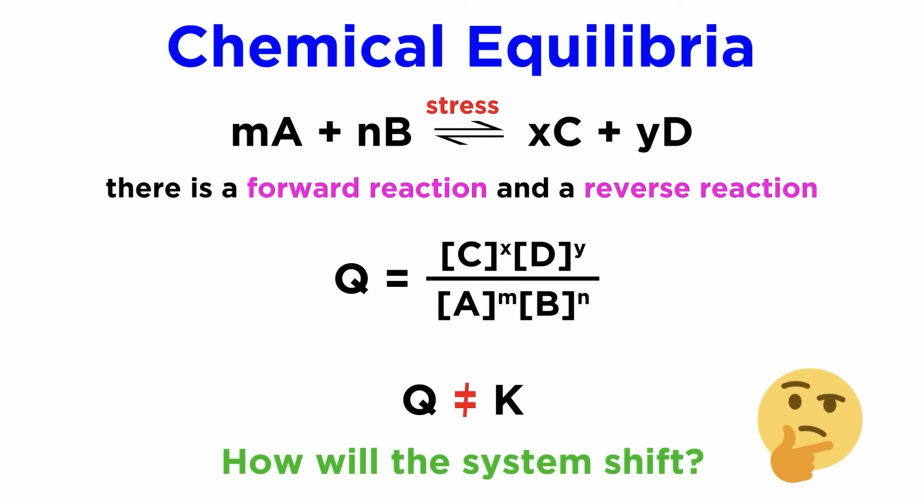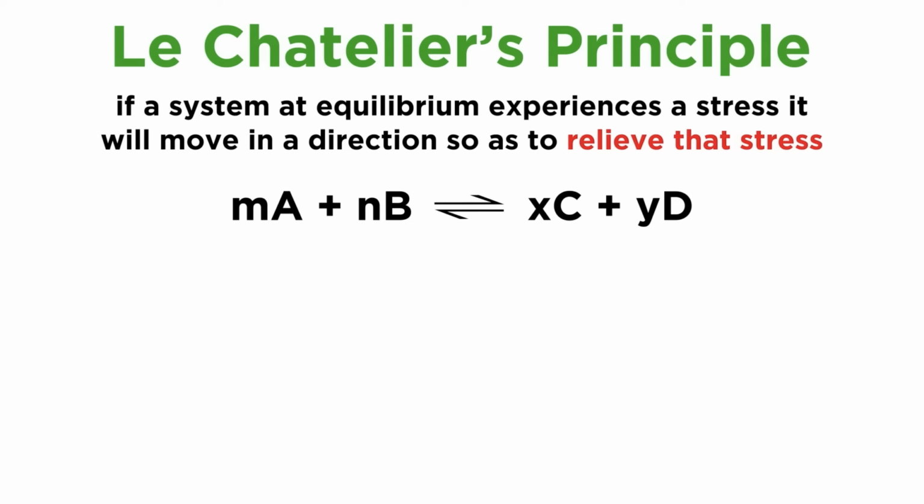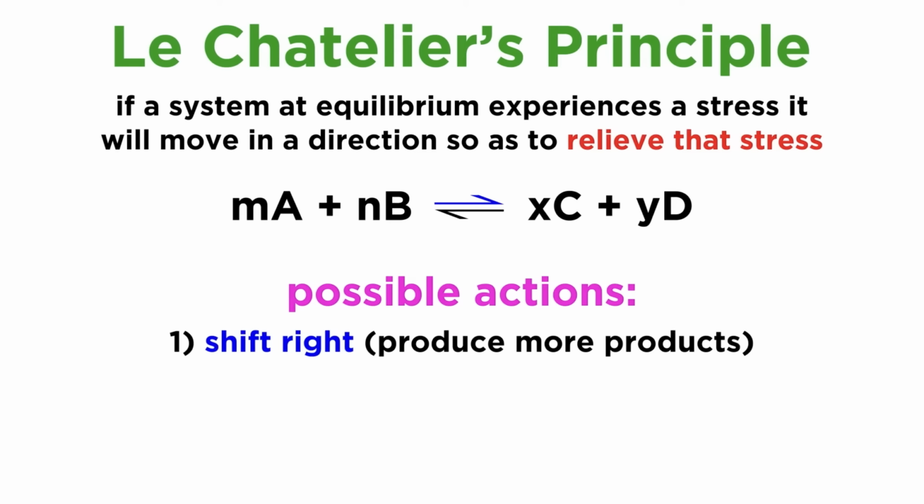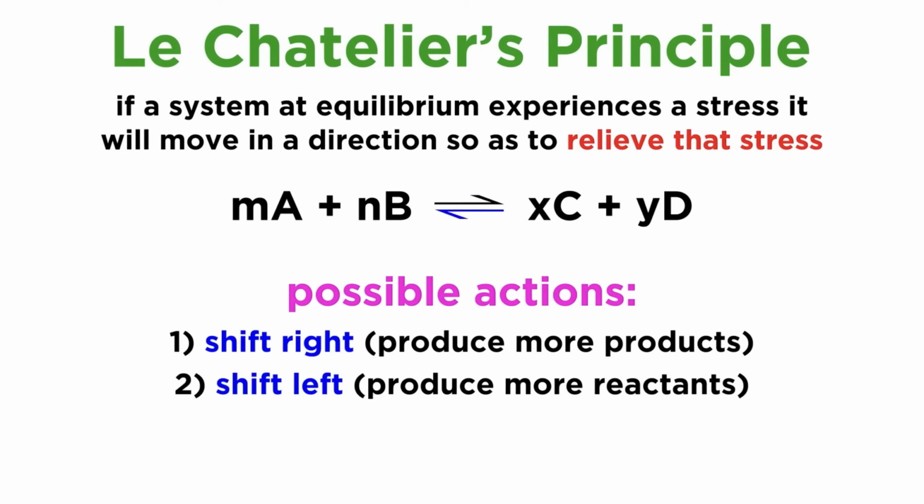We want to be able to predict how such a system will react, and we can make that prediction using Le Chatelier's principle. Le Chatelier's principle says that if a system at equilibrium experiences a stress, it will move in a direction so as to relieve that stress and return to equilibrium, re-establishing a Q equals K relationship. It can only do one of two things as the result of experiencing a stress. It can either shift right, producing more products, or it can shift left, producing more reactants.